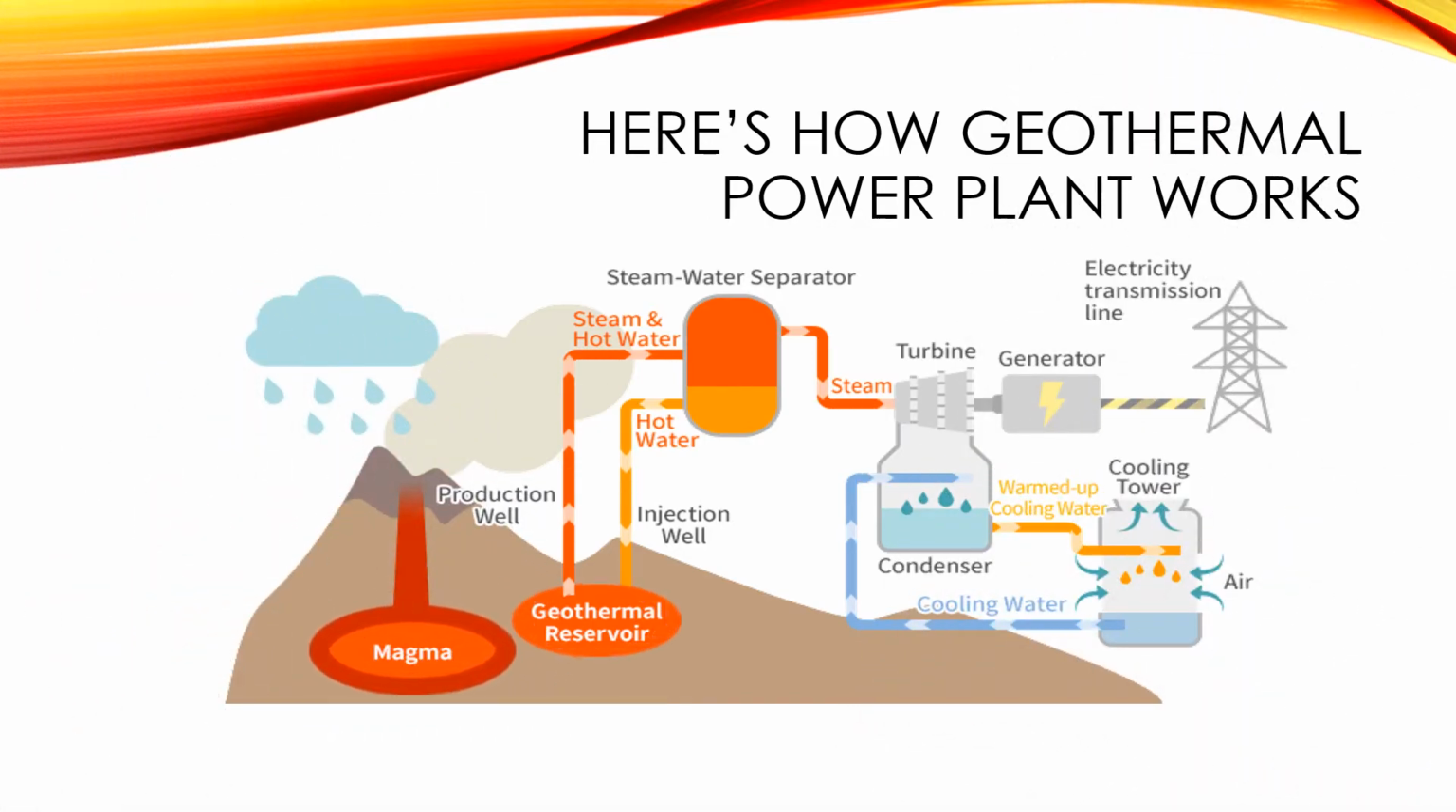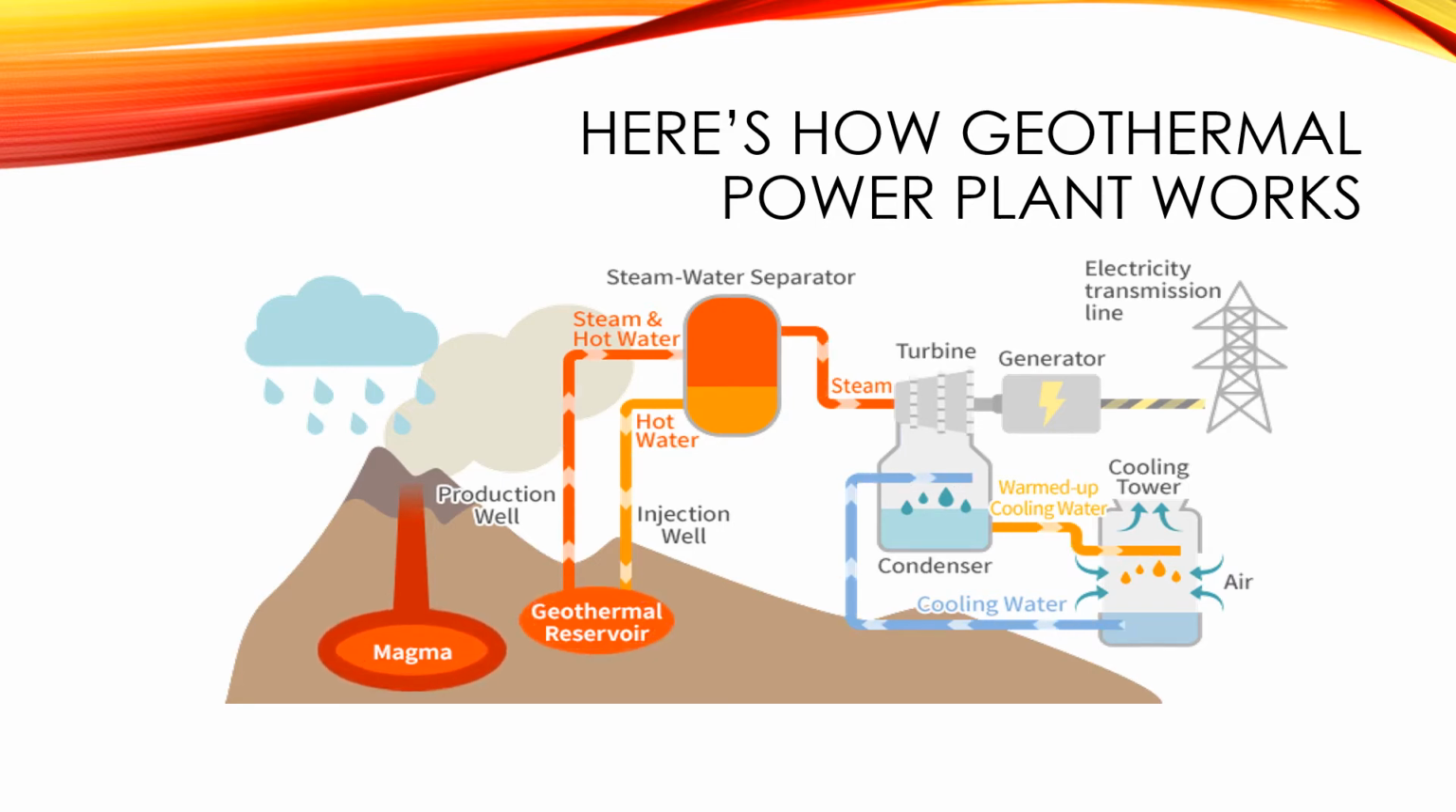Here is a clearer illustration of how a geothermal power plant works. From the geothermal reservoir, steam and water will be pumped up to the steam and water separator. From there, the steam will turn the turbine. The turbine will power the generator which will supply electricity to the different towns and factories. From there, the excess steam will undergo transformation through the condenser.